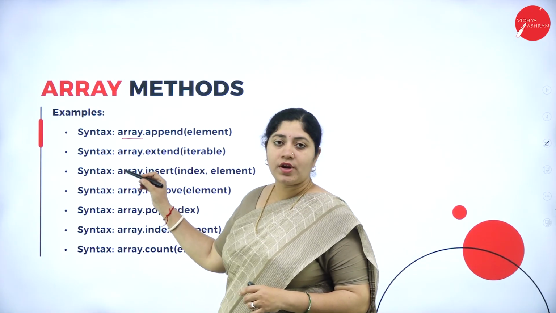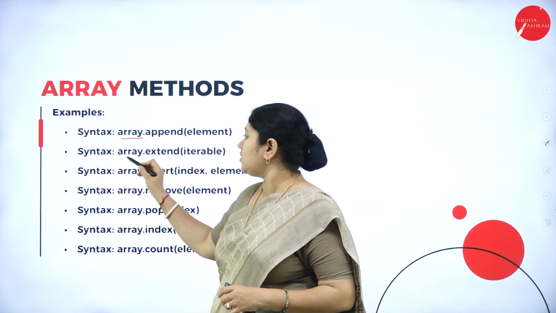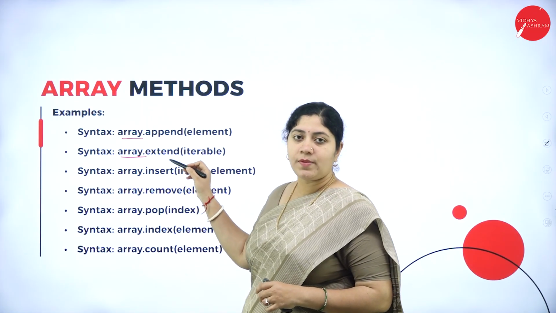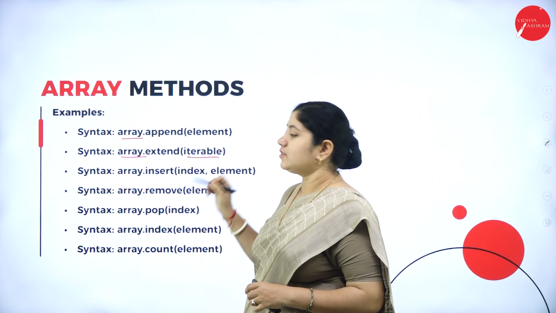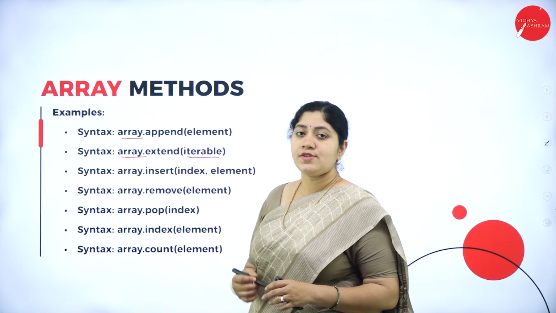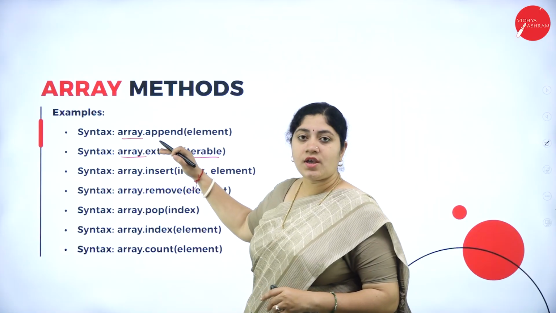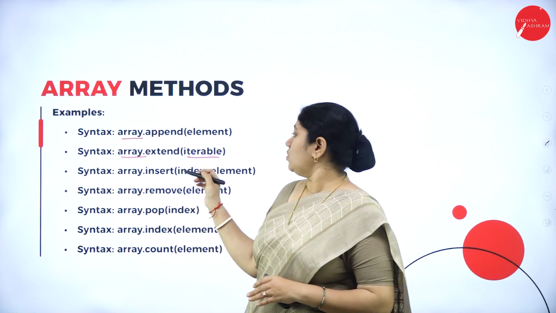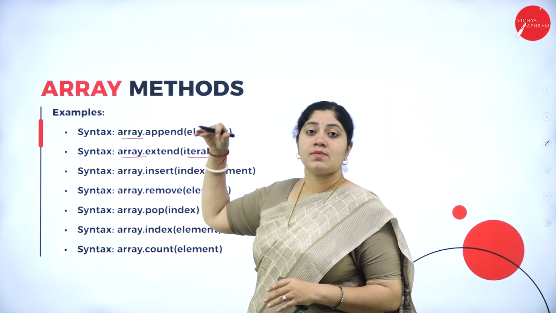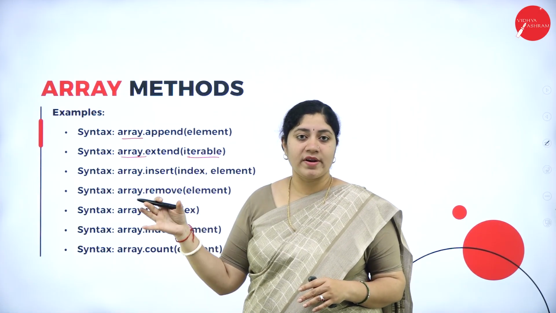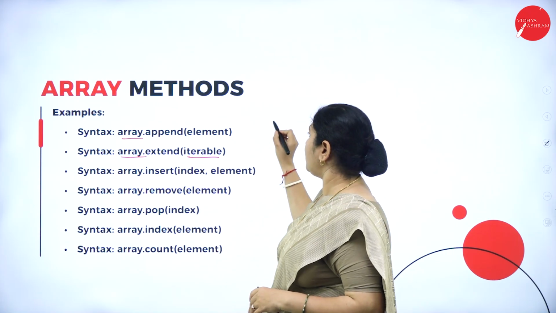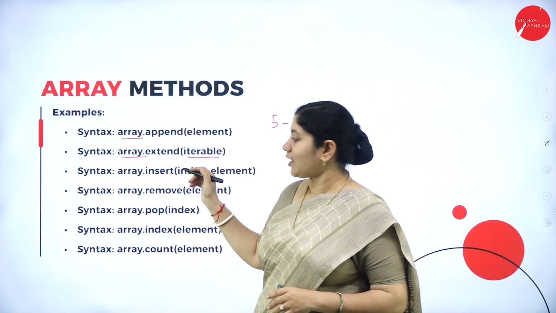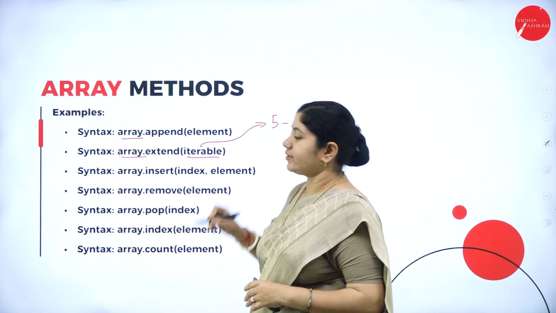Next syntax is for extend. Again we have to write the data type. It is array dot extend, the method, followed by the iterable. As we know, extend is utilized to add multiple elements at the end of the array, correct? So we have to specify what are the multiple numbers that have to be appended. For example, if I have to append from 5 to 10, that is the iterable that I will be providing here.